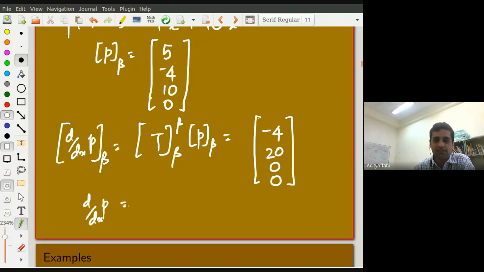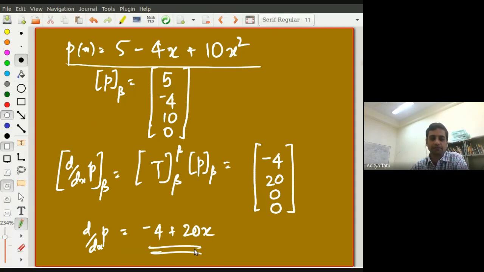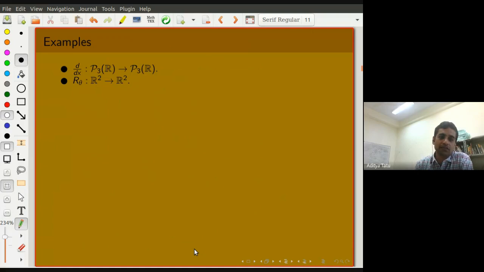So this would be minus 4 plus 20x, which you can of course directly differentiate with respect to x. Analytically you will get the same thing. Is it clear? Yes, sir. Okay.